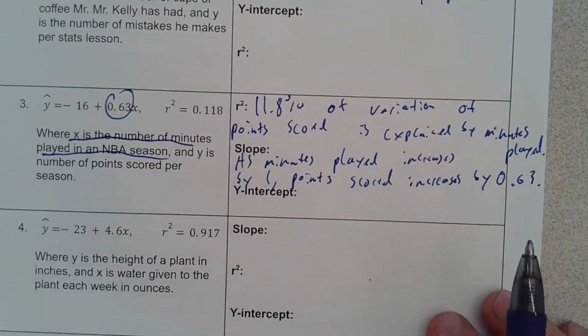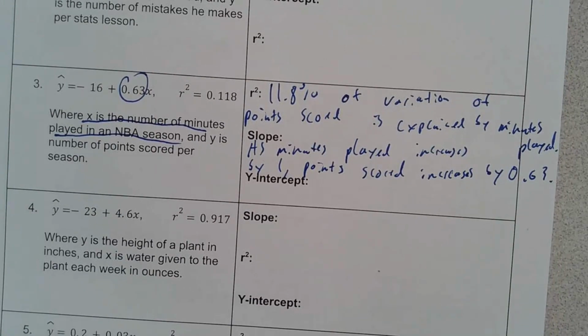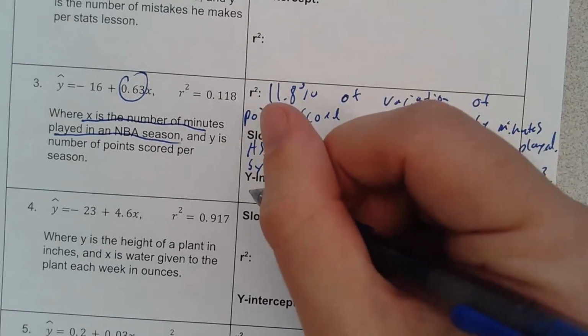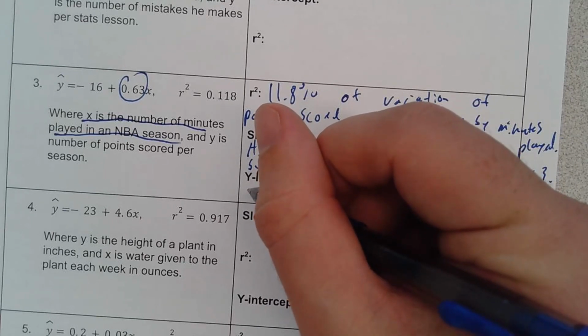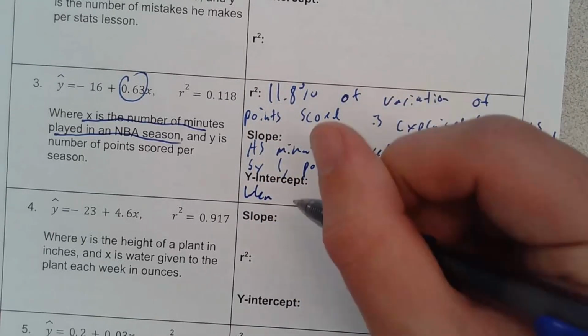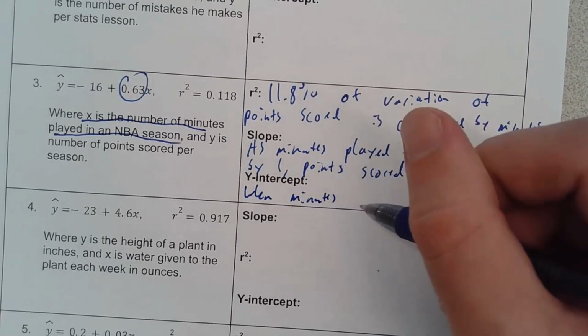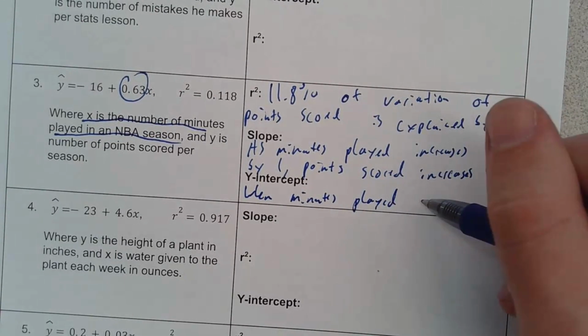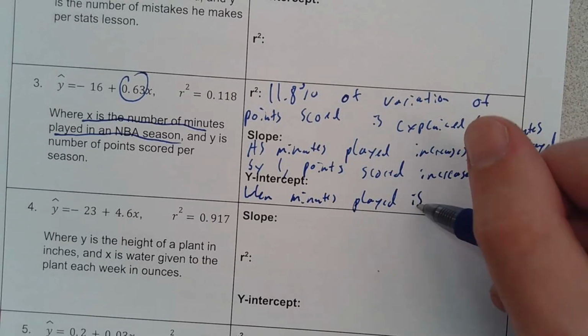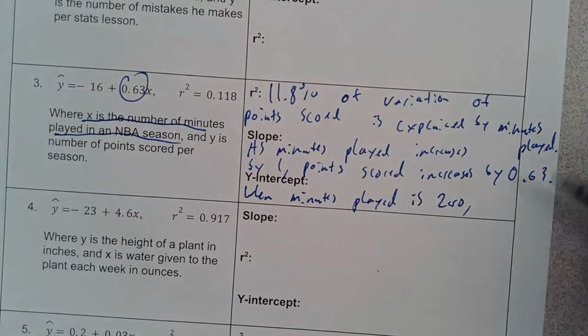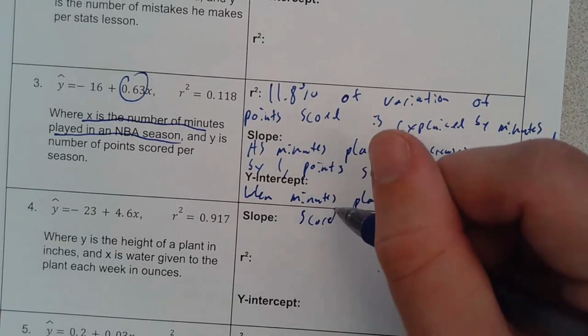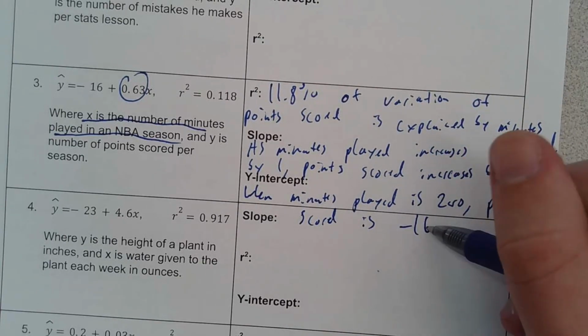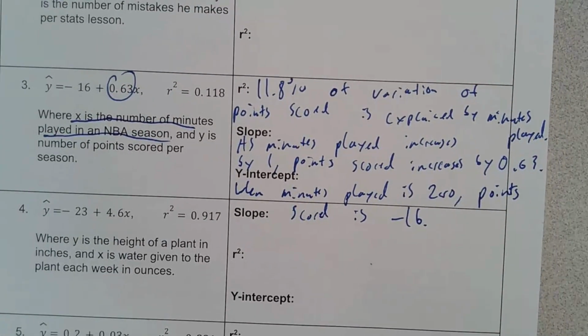And then last one, y-intercept. When minutes played is 0, points scored is -16. Get the gist of it?